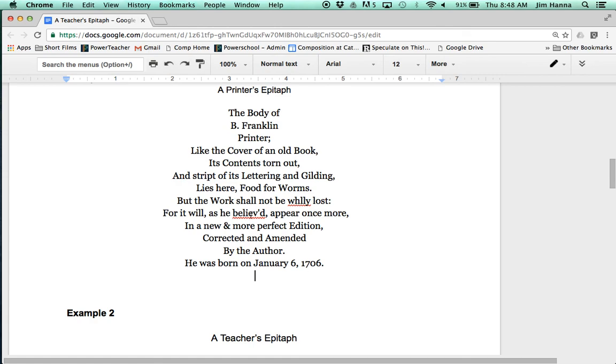Now, the other thing is we want to have a clear line right at the beginning there. It should be the fourth line that clearly has the simile, so like the cover of an old book. And that is where you will make the comparison between one thing, like the body of B. Franklin, and another thing, like the cover of an old book. Okay, let's look at another example.